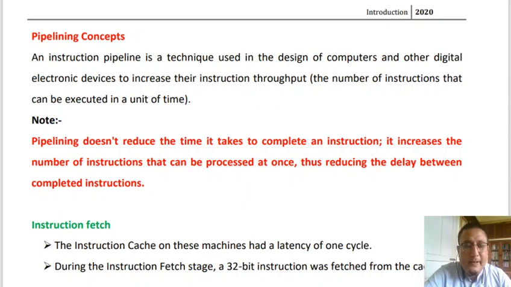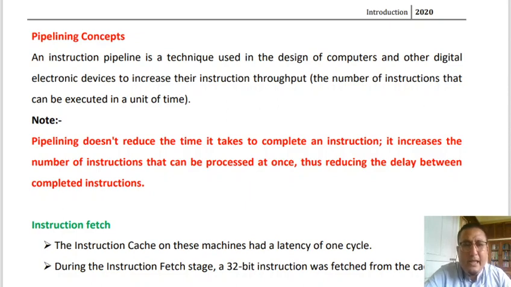The important thing that you need to remember is that pipelining does not reduce the total amount of time required for executing an instruction. Again, I'll repeat it: pipelining does not reduce the amount of time that is required to complete an instruction. Instead, it tries to reduce the execution time of a set of instructions by reducing the delay between execution of two successive instructions. So by reducing delay, we are trying to increase the throughput of the microprocessor.